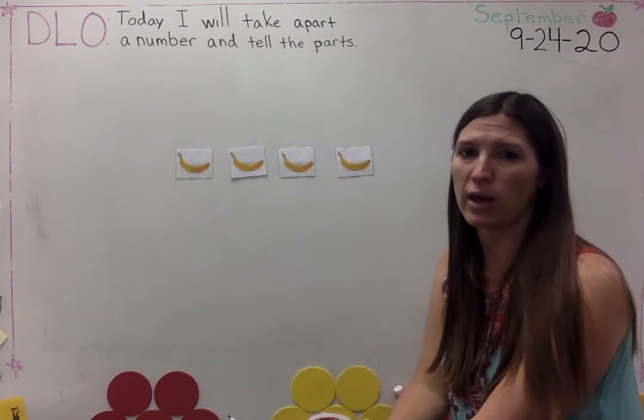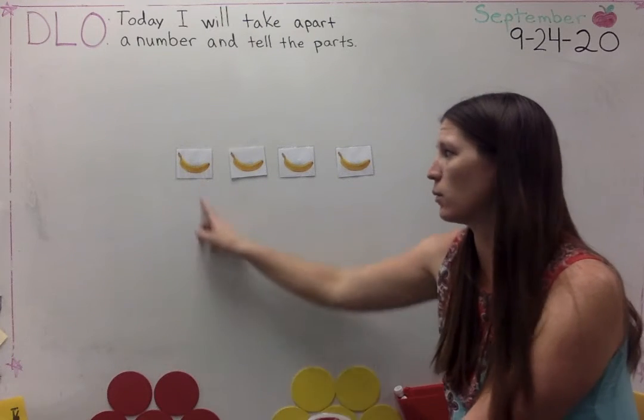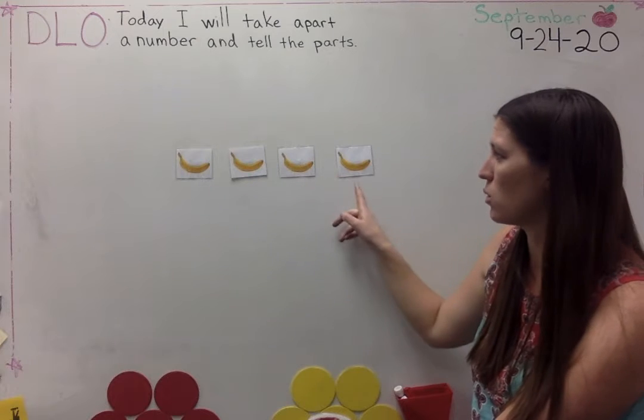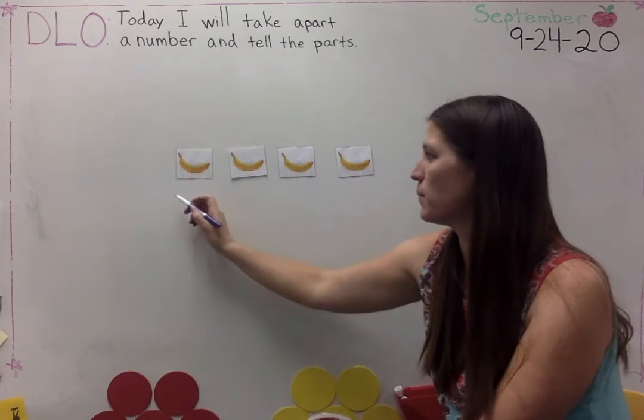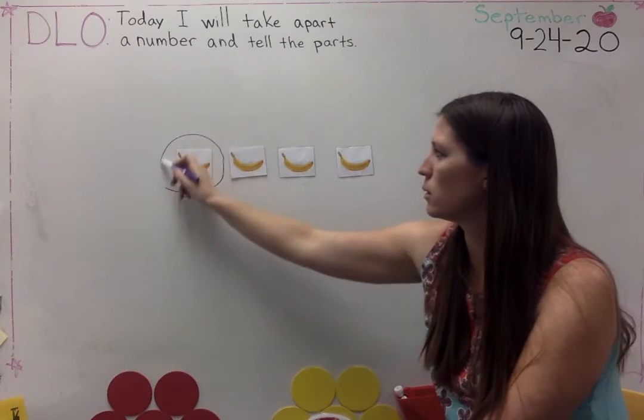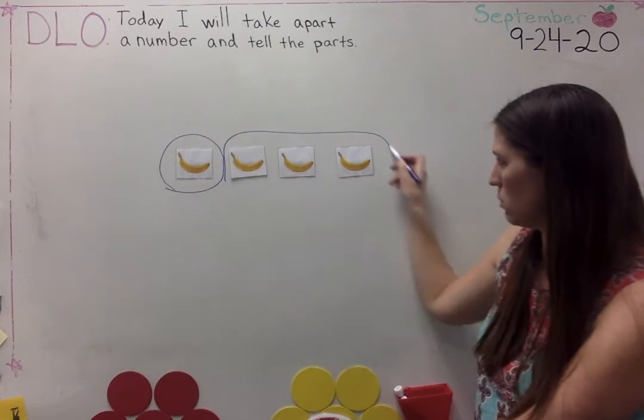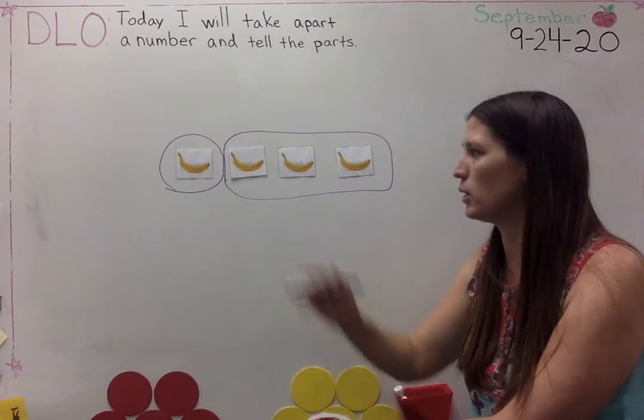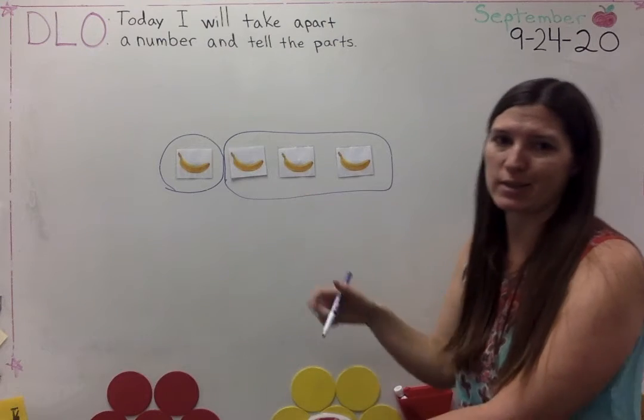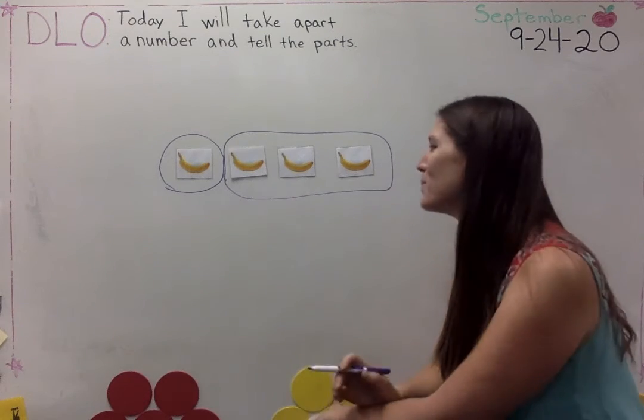How many bananas do I have? 4. Let's count. 1, 2, 3, 4. Let's sort them. Take them apart. I'm drawing circles around the 2 groups that I made. Well, that's a circle. That's a rectangle. We'll learn our shapes later.